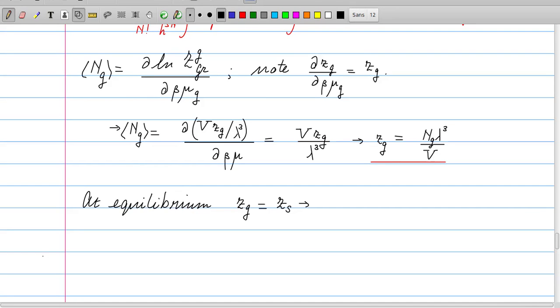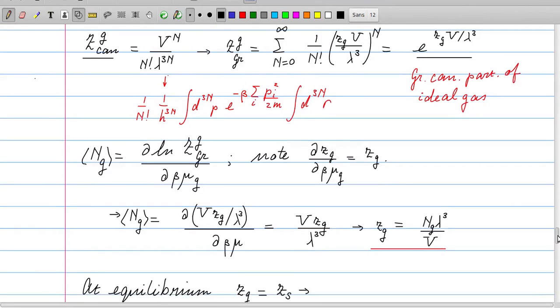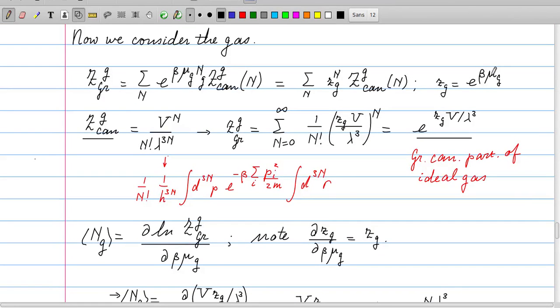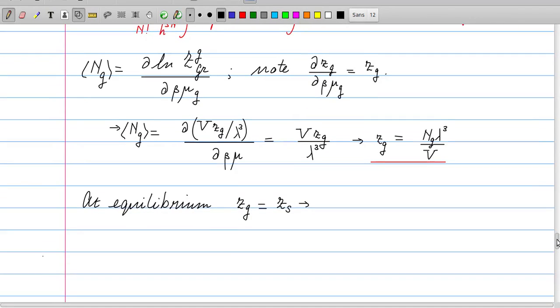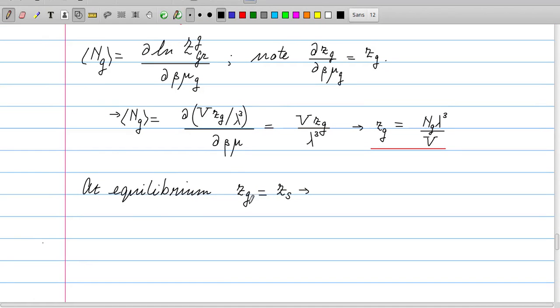Now we consider equilibrium. And in equilibrium, the chemical potentials should be the same. And because the fugacity is simply defined as e to the power beta times chemical potential, also the fugacities should be the same. So we have that the fugacity of the gas should be equal to the fugacity of the solid. Mind you, this is the fugacity, so it's e to the power beta mu. It's not the grand canonical partition function. This is a lowercase z, in contrast to the uppercase Z, which is used for the grand canonical partition function. Anyhow, let's see what this implies.